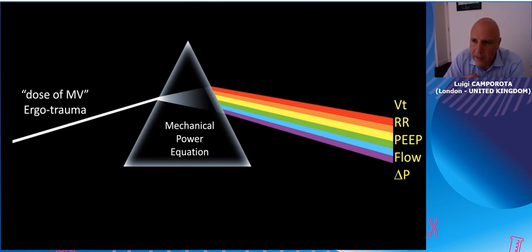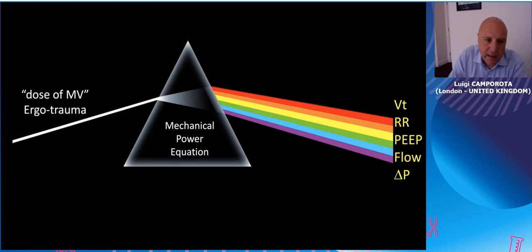So first of all, I would like to start with this idea: that mechanical ventilation is a complex intervention that requires various components, and you'll recognize the components on the right-hand side. It's a combination of PEEP, tidal volume, driving pressure, respiratory rate, and everything. All the components of mechanical ventilation will contribute to the ergotrauma, and that will be the dose of mechanical ventilation.